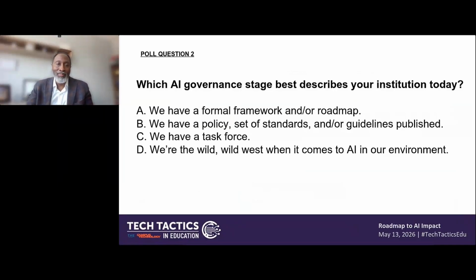Second poll question: which AI governance stage best describes your institution today? We have a formal framework or roadmap. You have a policy, set of standards, or guidelines published. You have a task force around AI. Or you're just the wild, wild west when it comes to AI in your environment.